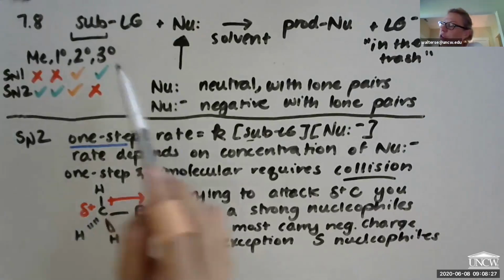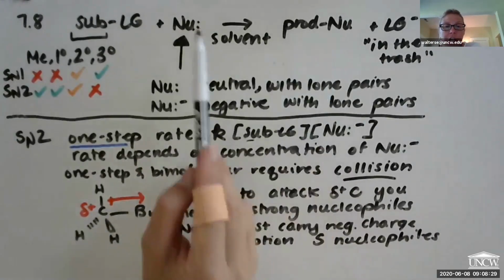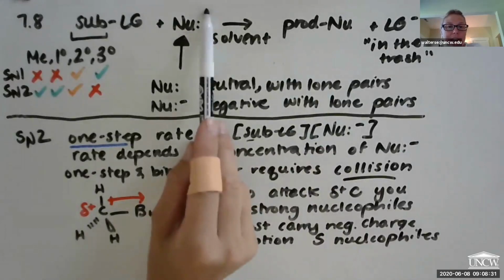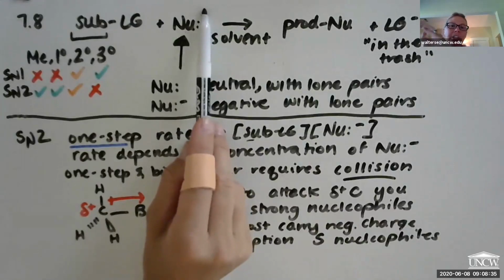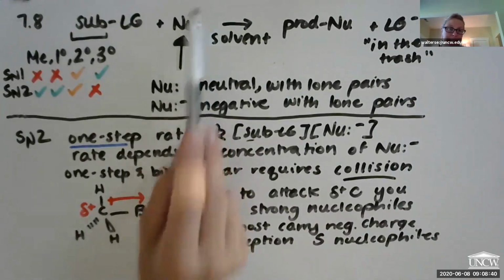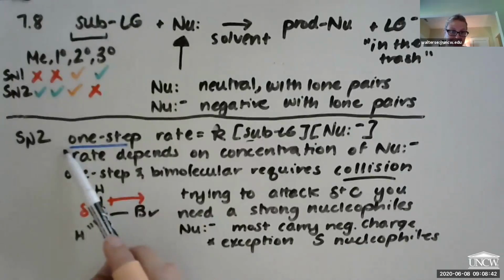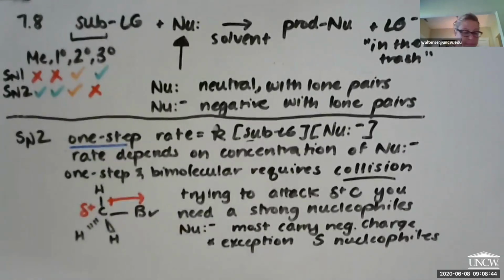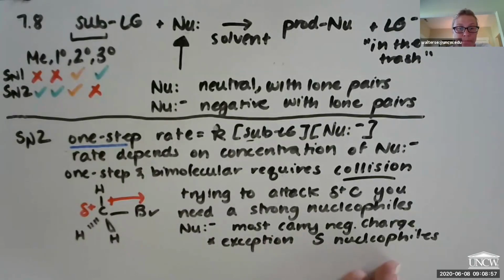So when you're looking at your reaction, if you see a nucleophile with a negative charge, that is going to lean your analysis towards picking the SN2 mechanism. Now, if there aren't any questions, I'm going to erase this bottom part about the SN2 and do a similar set of notes about SN1.